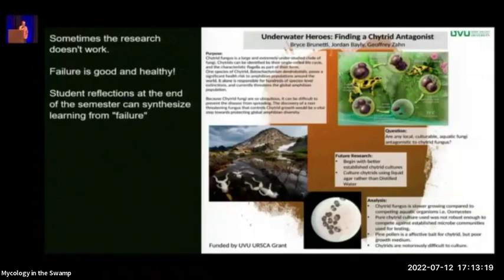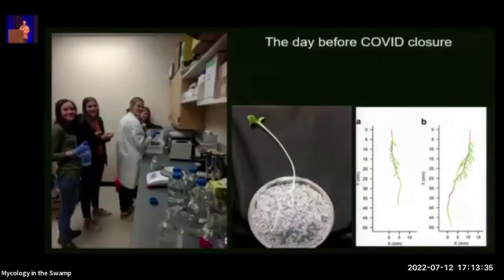But they learned about failure, and at the end of the semester, they're writing up their reflection on this, and they had a lot to say. And they had a fairly comprehensive knowledge of the papers that deal with cultivating chytrids. They just couldn't get it to work. Okay. And of course, there's the recent failure.